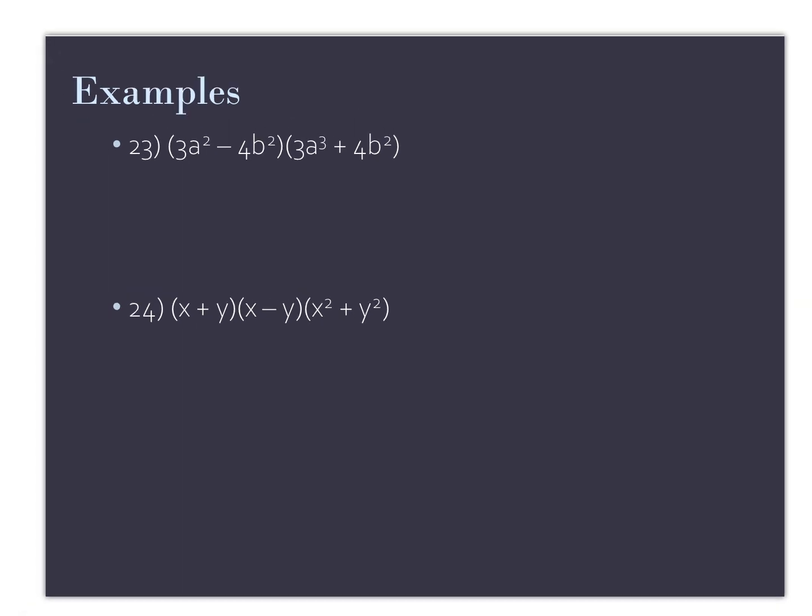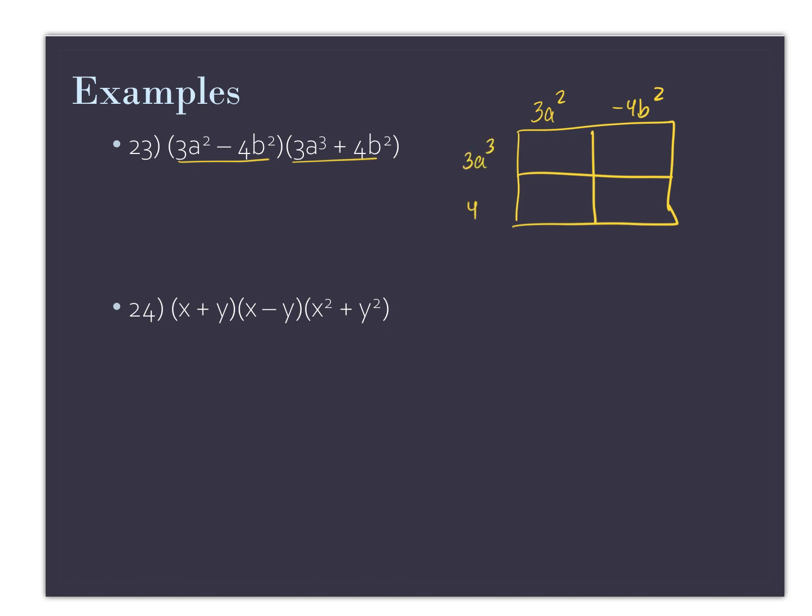And then again, we just get to some more that are just complex, but really this is just a binomial times a binomial. Again, on something this complex, I personally would use the box method or the area model. I like it. It's 3a squared minus 4b squared. I've got 3a cubed, and I've got plus 4b squared. Now notice, it's not really the same thing because it's 3a cubed. Okay, so I'm all set up.